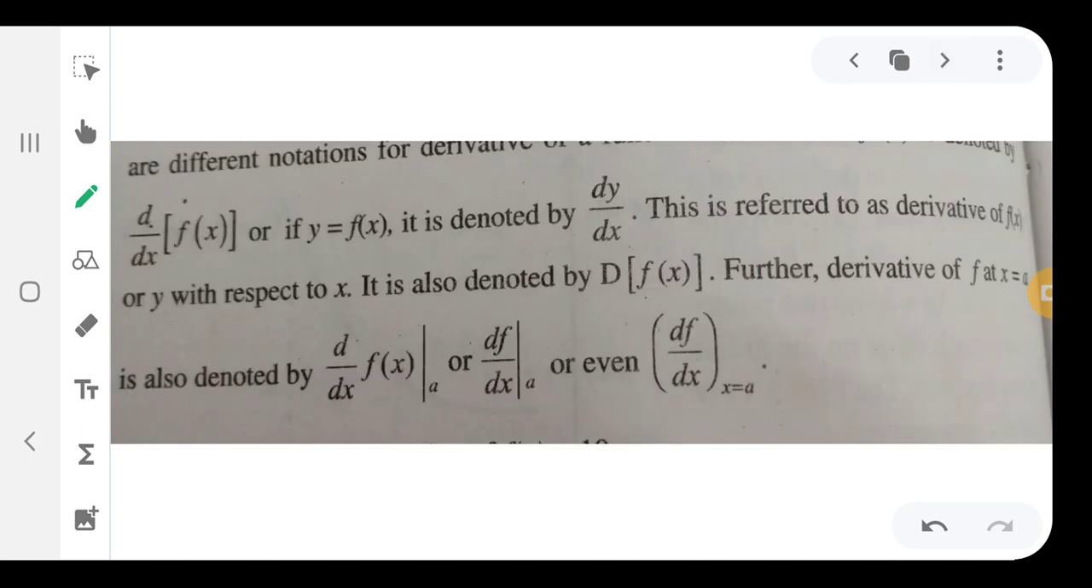The next one is d by dx of f of x, or y is equal to f of x. It is denoted by dy by dx.